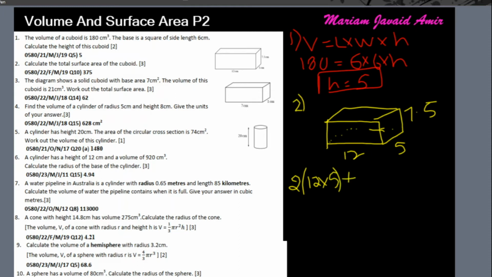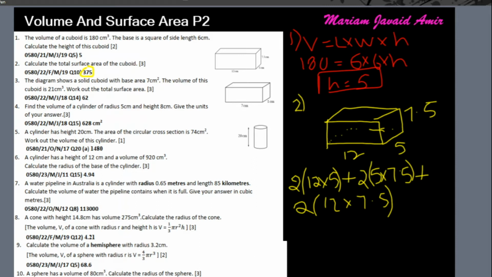Then let's find the rectangles at the right and the left. So area of the rectangle at the right and the left will be 2 times 5 times 7.5 plus area of the rectangle at the front and the back. So 2 times 12 times 7.5. So this should give 375.